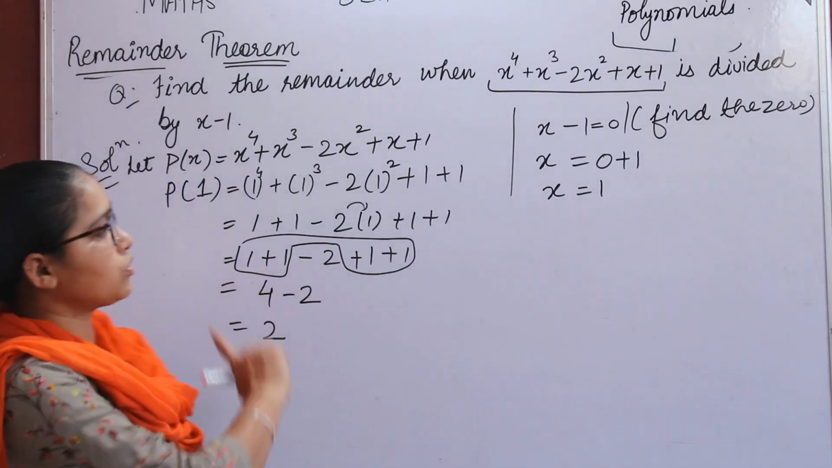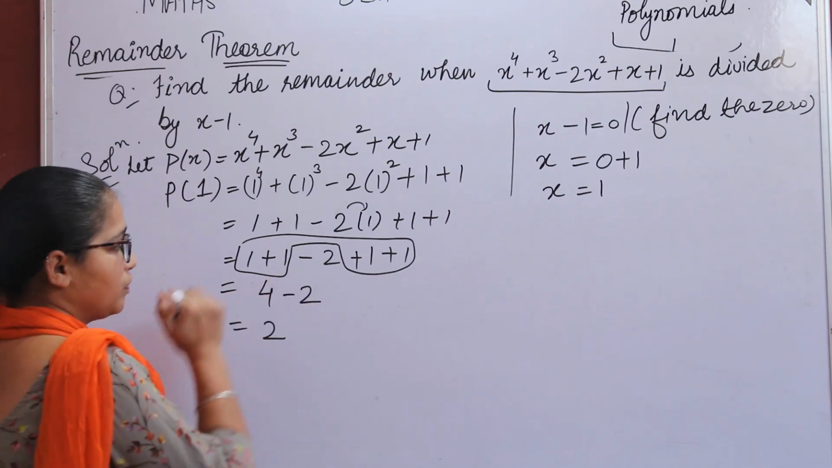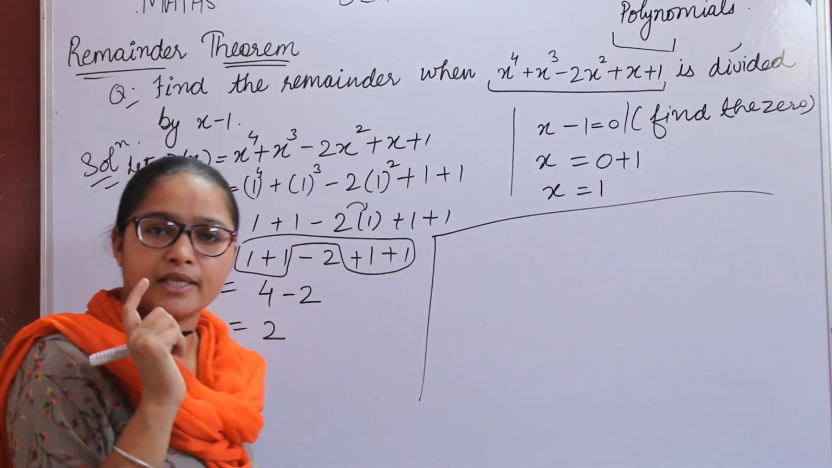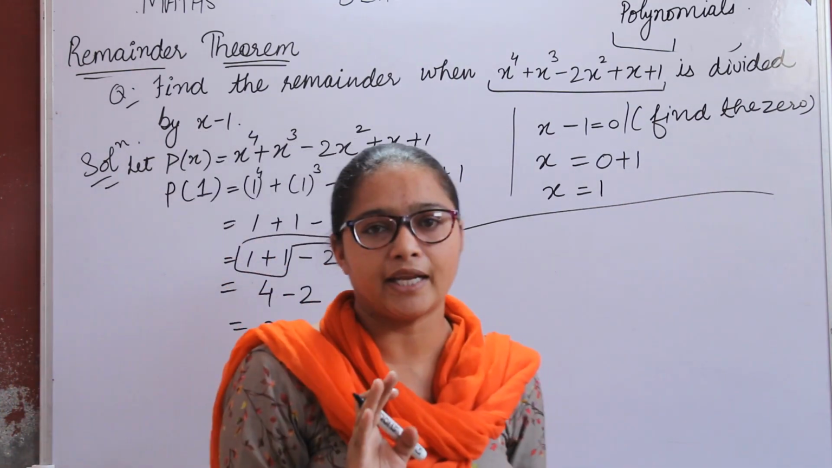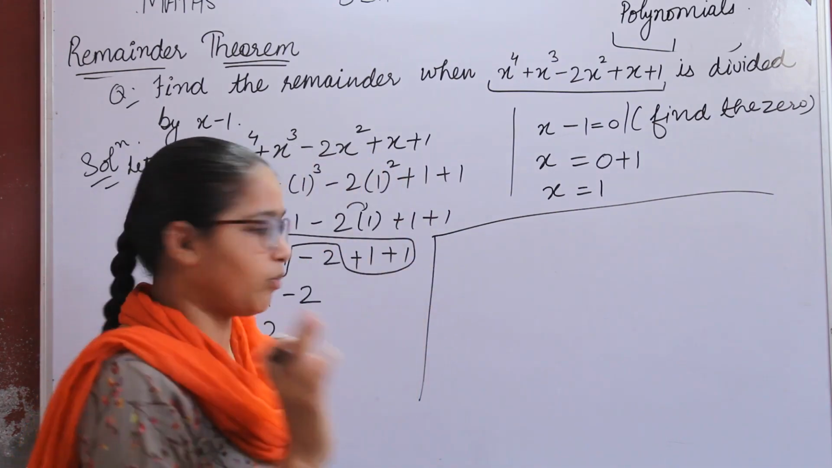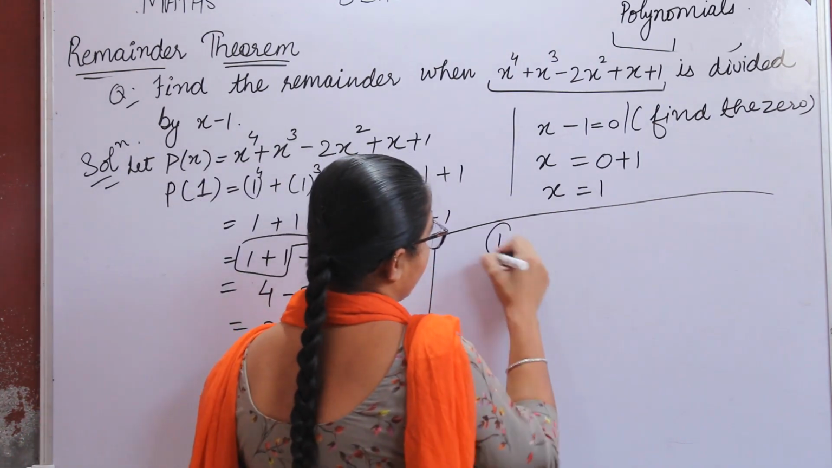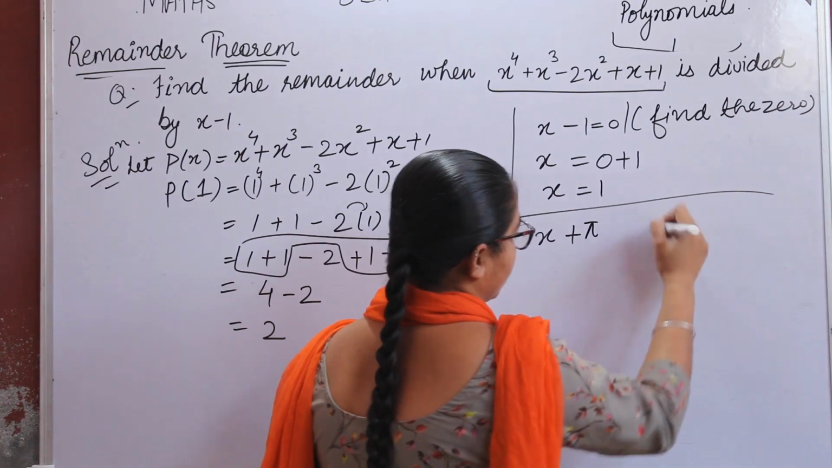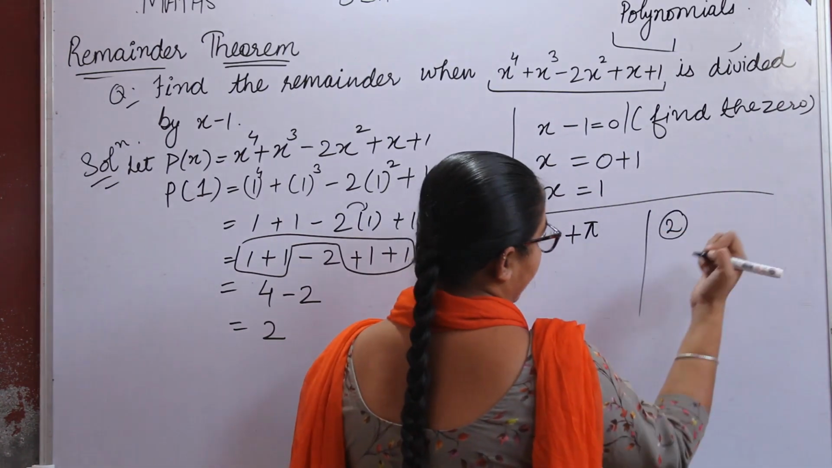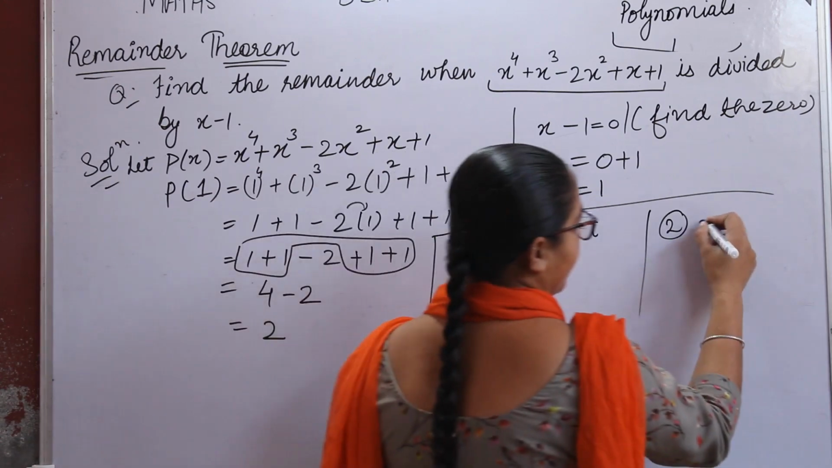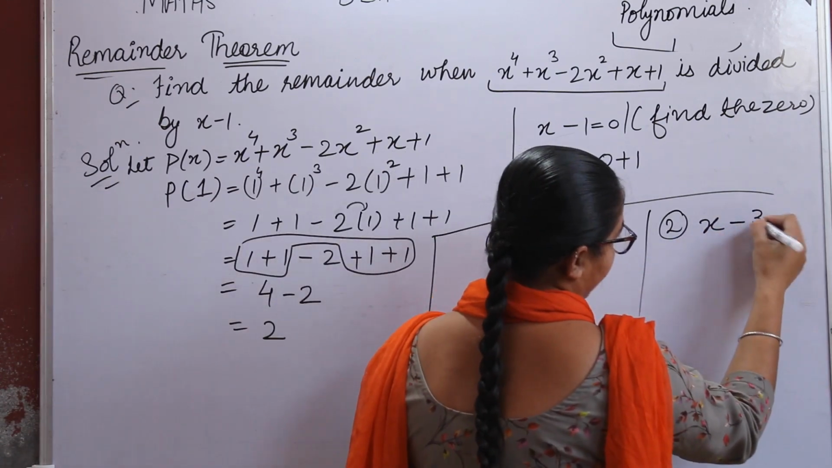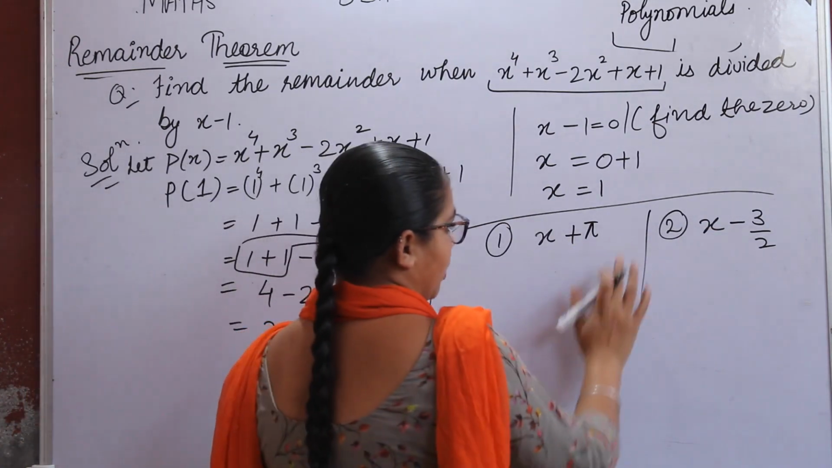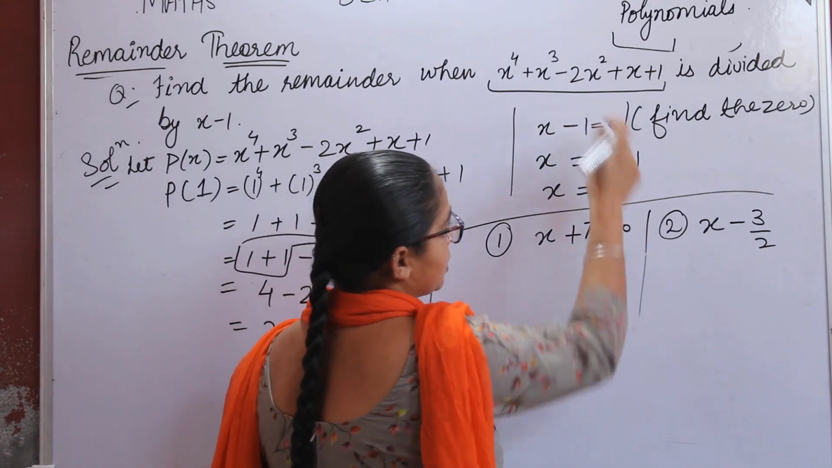By the remainder theorem, this question was done by the remainder theorem. Now I have two problems in your exercise 2.3. You can do exercise 2.3 easily now. You are having two problems. One question is to divide the polynomial by x plus pi. And the second, I think, is to divide the polynomial by x minus 3/2. Like this, one fraction is there and one pi is there, so you don't have to worry, you just have to find the zero. Find the zero, this portion I'm telling about.